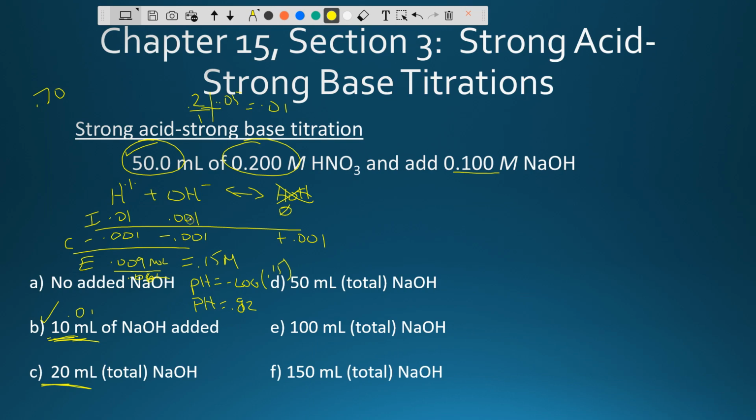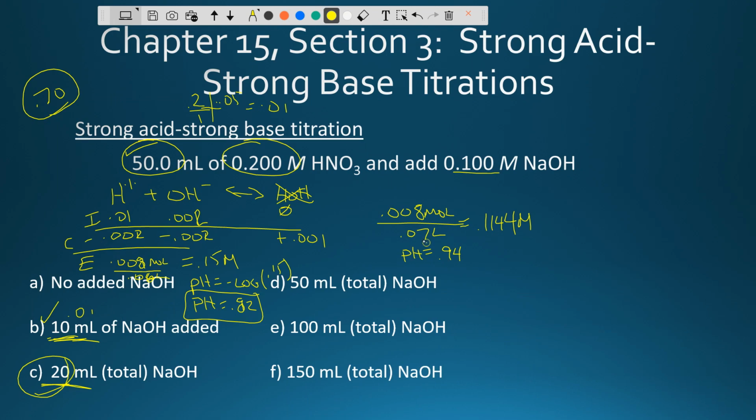Okay, now let's add 20 milliliters of this. Well, what's that going to change? That's going to change this value right here, isn't it? Okay, so if this changes it to 0.02, this changes this to a 0.02, so this ends up being 0.008 moles. Now, remember, I have 0.008 moles of my hydrogen ion, but now I have 0.07 liters total. So that gives me a 0.1144 molar solution. pH is the negative log of that, so it's a 0.94. That's if I had 20 milliliters. So we started at 0.7, now I'm at 0.82, now I had a little bit more in there, now I'm at a 0.94. Okay, let's keep going with this.